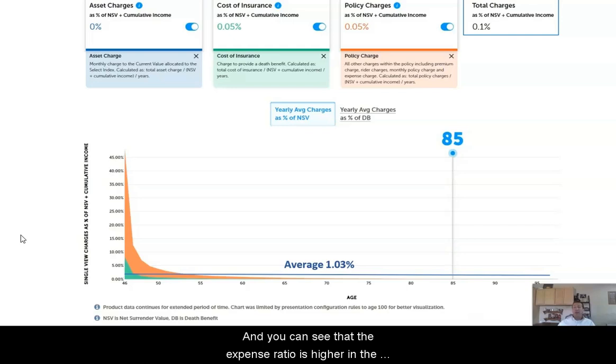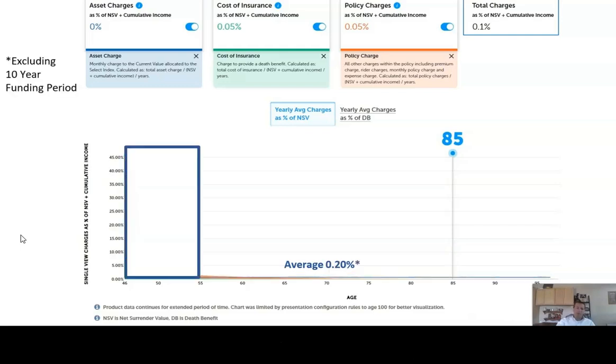And you can see that the expense ratio is higher in the early years and lower as the years go on. Now, if you look at the IUL expense ratio to age 100, the average expense is 1.03%, which is in line with other financial vehicles. And in fact, if you have an IRA or a 401k, there's a good chance you'll be paying 1.5% to 2% a year in fees between the advisor fees and the fund fees.